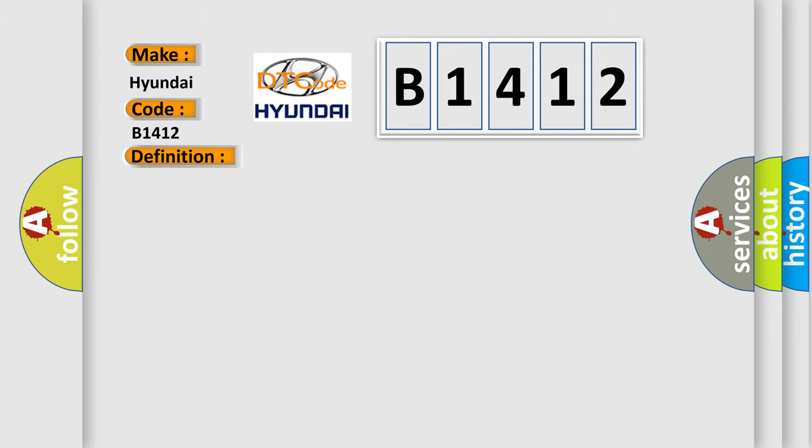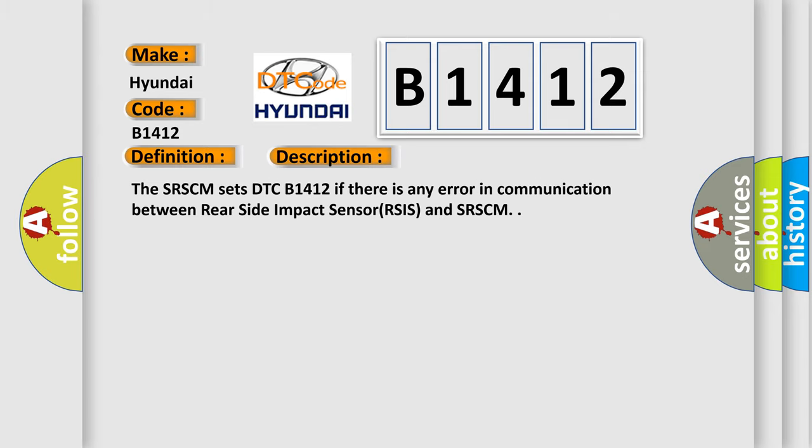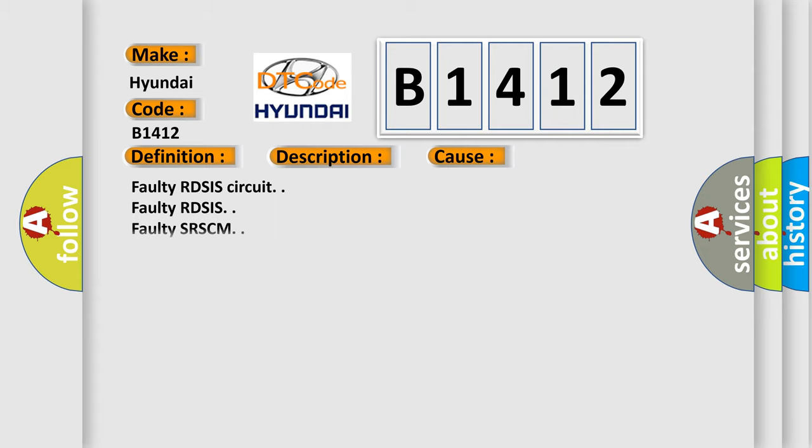And now this is a short description of this DTC code. The SRSCM sets DTC B1412 if there is any error in communication between the rear side impact sensor RSIS and SRSCM. This diagnostic error occurs most often in these cases: faulty RDSIS circuit, faulty RDSIS, faulty SRSCM.